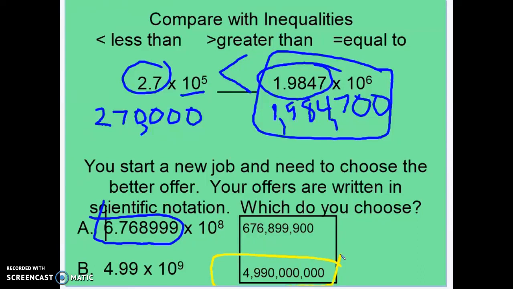So scientific notation, purpose is to write large numbers in a condensed version or small in a condensed version, but you have to know what they mean and what they represent.